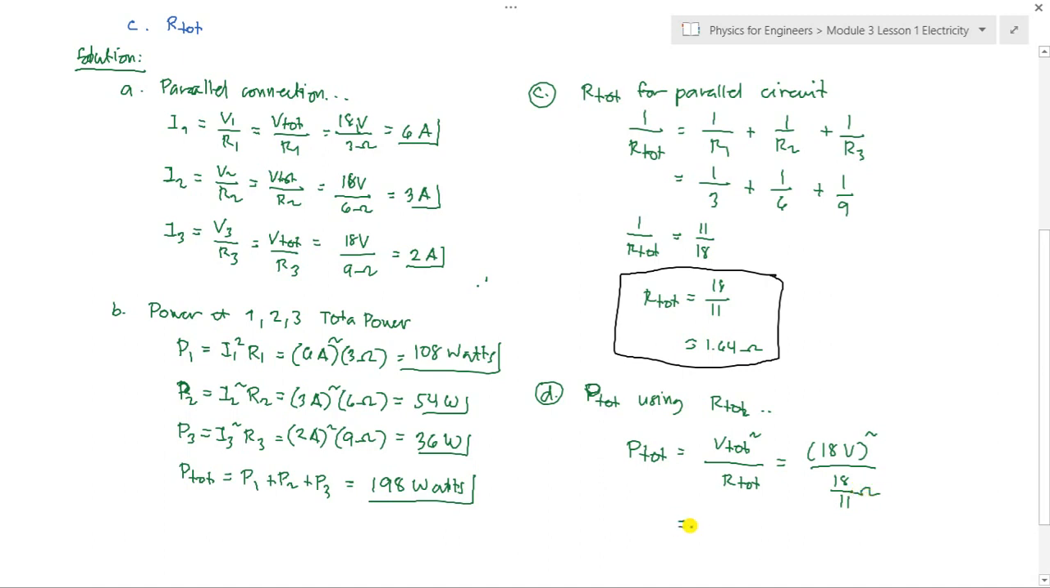So the answer here, 18 squared divided by 18 over 11, the answer is 198 watts. So 198 watts. As you notice, same ra sa atong nakuha ganiha, because of course ang power in the same ra gyud na siya. Lahi lang ang pamaagi.